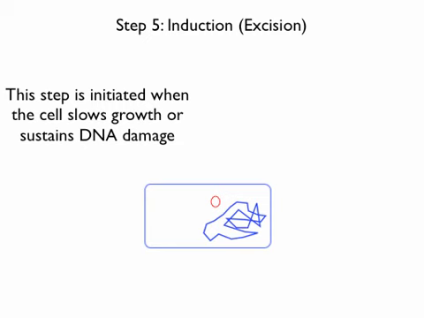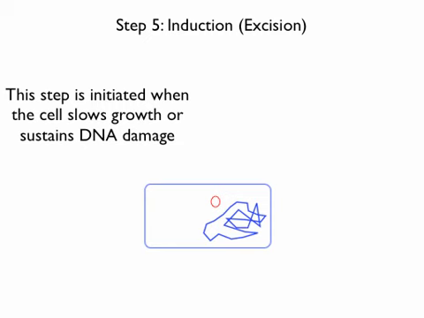And during induction or excision, the cell slows its growth, or it suffers DNA damage, especially DNA damage from UV, and the virus is going to do the process of non-homologous recombination, just in reverse. It's going to jump right back out of the cell's chromosome and leave the cell's chromosome right behind. So now we've had 3 steps of the lysogenic cycle. And now we're going to jump back on to the lytic cycle.